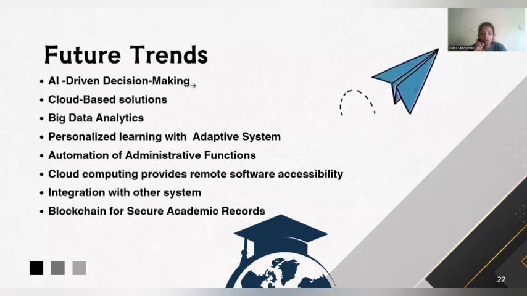And the eighth one is blockchain for secure academic records. So thank you for hearing me, and I wrap up my discussion on future trends of educational management information systems.